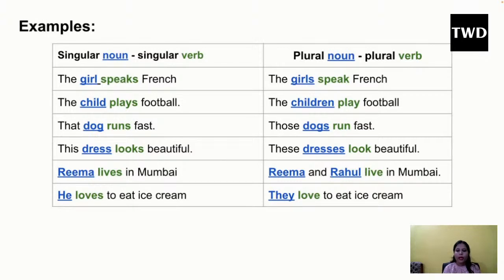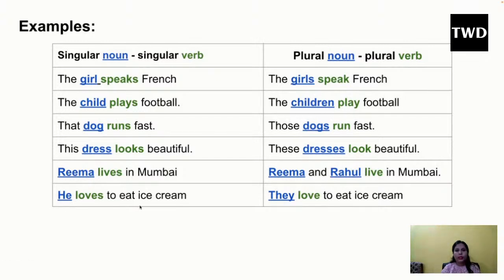Now, if I would have used "or" instead of "and" here, then what would have happened? Rima or Rahul live or lives? It would have been lives, because we are talking about only one of the persons. The moment we use "or", that means we have only a singular subject. Either we are talking about Rima or we are talking about Rahul. Rima and Rahul live in Mumbai.